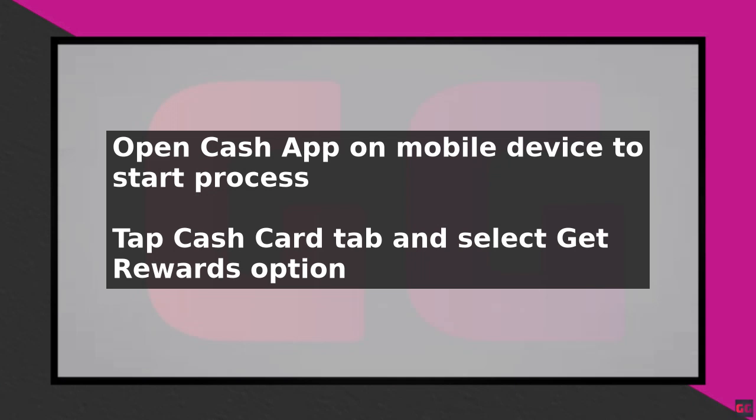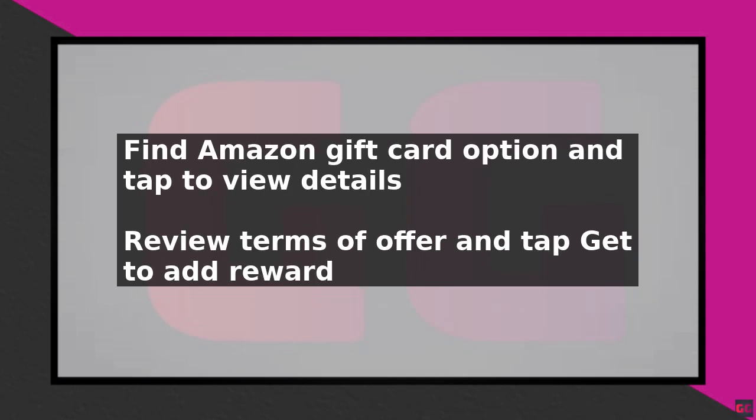Browse through the available rewards and look for the Amazon gift card option, which is usually listed as a reward that can be purchased with a specific amount of cashback. Once you find the Amazon gift card option, tap on it to view the details of the reward, including the amount of cashback you will receive and the terms of the offer.